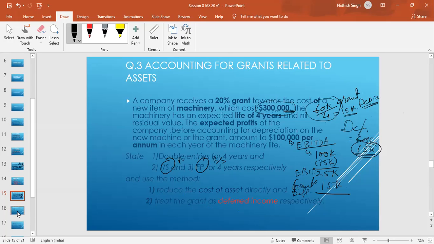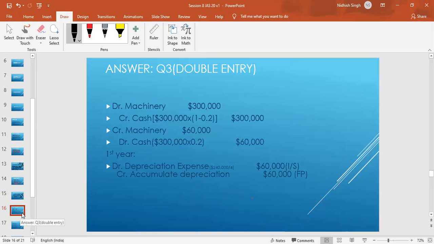So let's look at it this way. What is our journal entry? Debit the machinery, we know that. Credit the cash, then credit the machinery and debit the cash. Do you agree? Yep. So with this first level of journal entry, first year depreciation expense and accumulated depreciation.